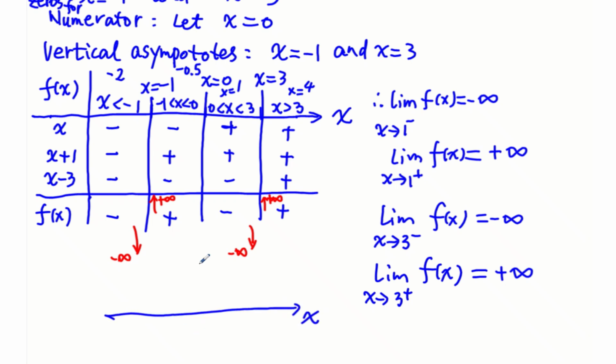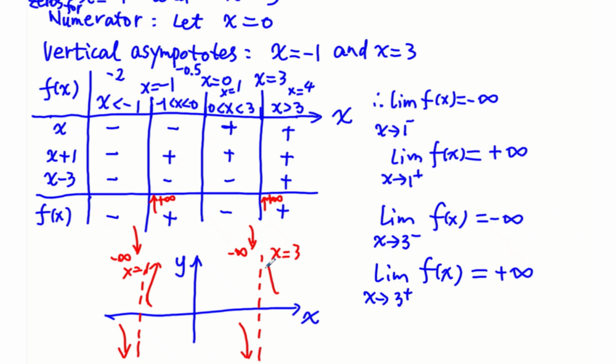So this is x, this is y. Then we have the asymptote x equals -1 here. The graph is going this way, but never ever crosses it, okay? And x equals 3 is an asymptote. And on the left side is negative infinity, this side is positive infinity. And between this is 0, if we connect them, it will be something like this. So this is a sketch.